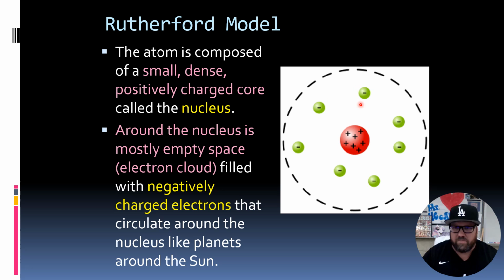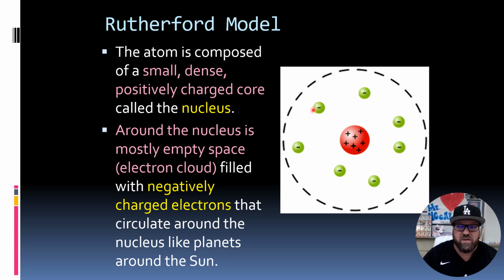So here's a picture of the updated Rutherford model, which is different than plum pudding. Rutherford found that the atom is composed of a small, dense, positively charged core called the nucleus. Now, he knew the nucleus was positive, but he didn't know about protons or neutrons yet. That would come later, okay?